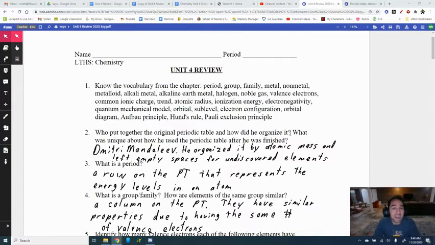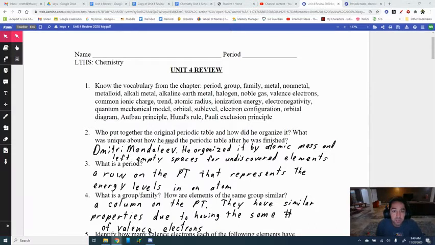The reason he did not organize it by atomic number is because in his time, atomic number hadn't been discovered yet. So the next logical way to organize the periodic table was by atomic mass. Now, organizing by atomic mass was pretty close to being good, but it wasn't perfect. There were some discrepancies that were kind of a small issue. And that leads us to the next part of the question.